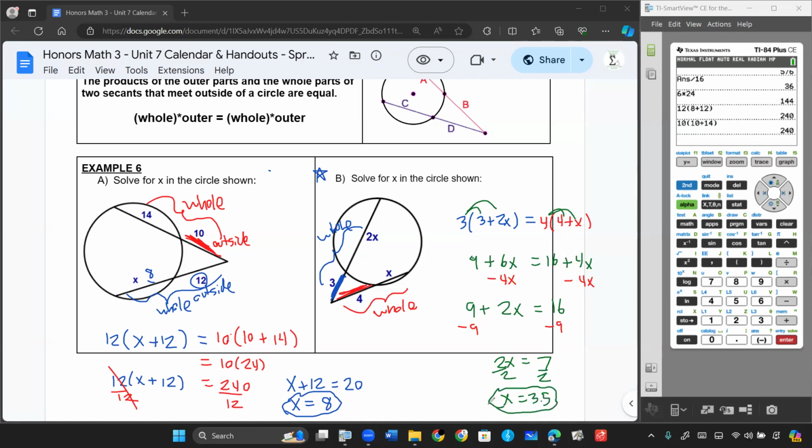Let's double check our work. Back into my calculator, I'm going to plug in 3.5. So 3 parentheses 3 plus 2 times 3.5 will be 30 on the left side, and then 4 parentheses 4 plus 3.5 will be 30 on the right side.